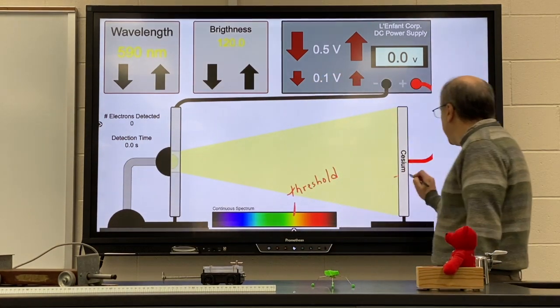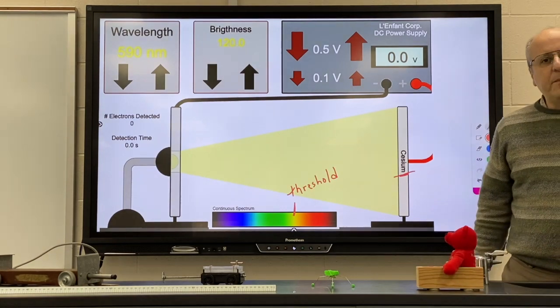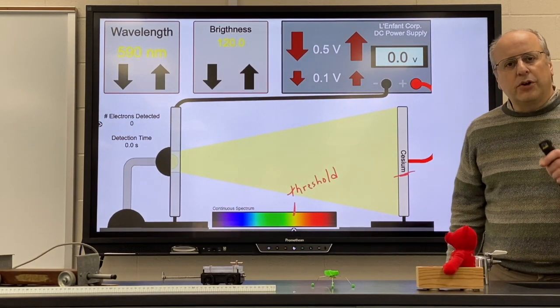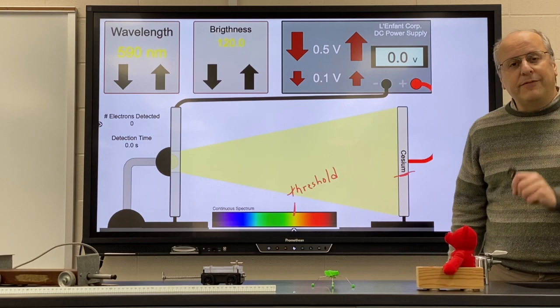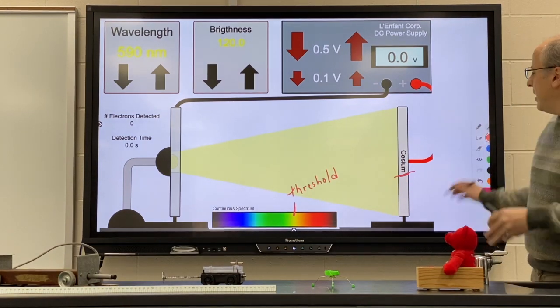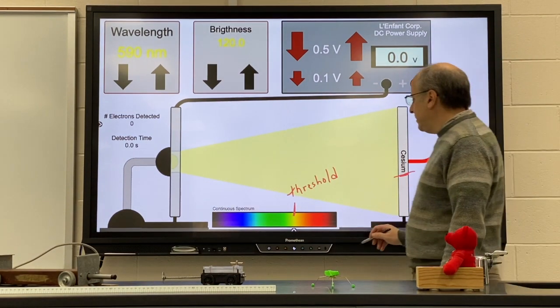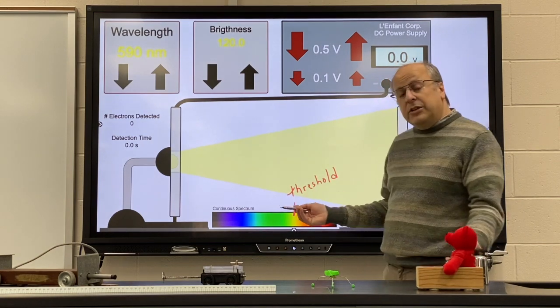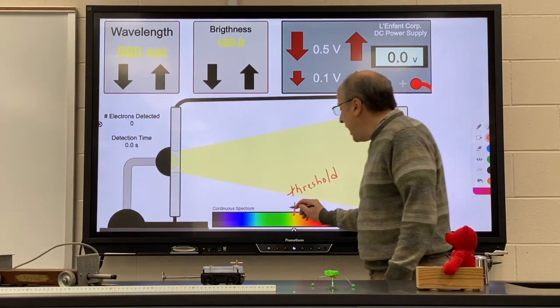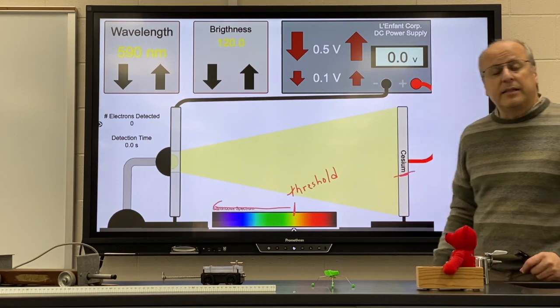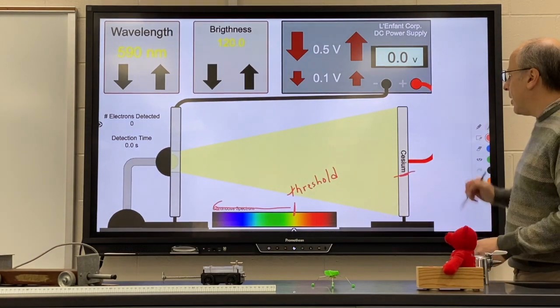So our next key idea is that the type of metal determines the threshold frequency, or wavelength, or color. It just so happens with cesium that it's easier to knock the electrons off. A lot more colors are able to knock the electrons off than they were with potassium.